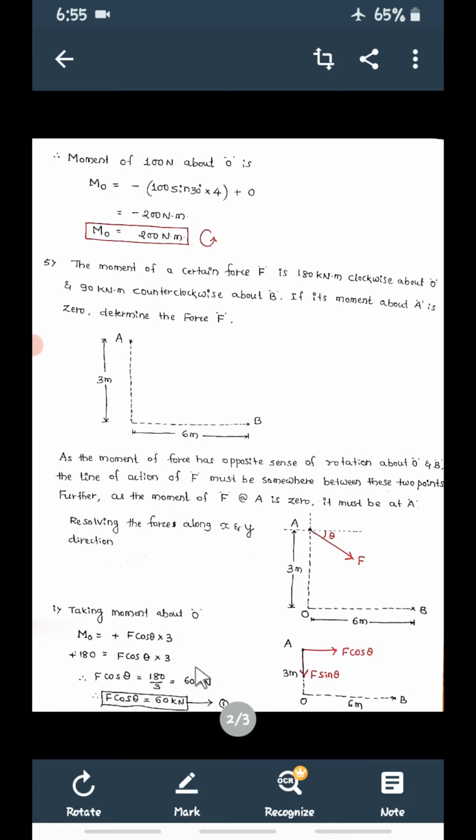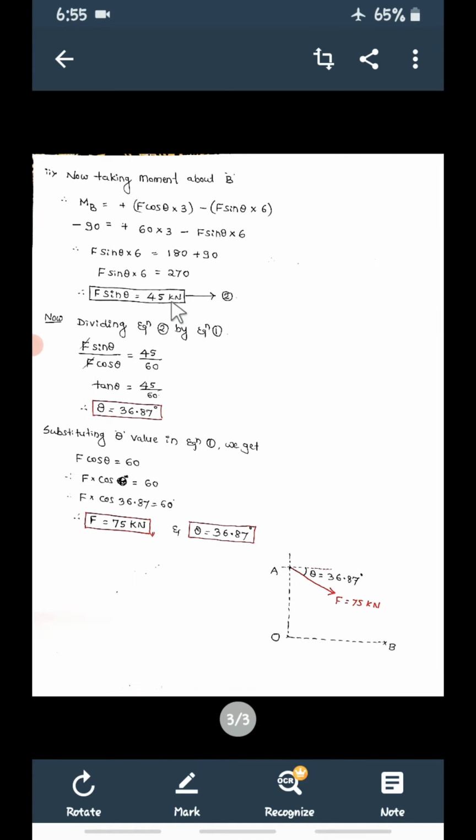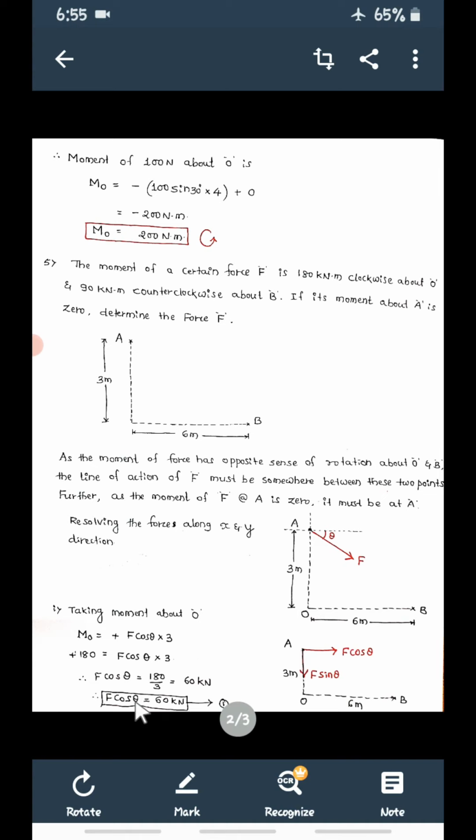Now here, equation number 1 is F cos theta is equal to 60. Then equation 2, F sin theta is equal to 45. So now there are two equations, and we have to find out F. So what am I going to do? Divide equation 2 by equation number 1.